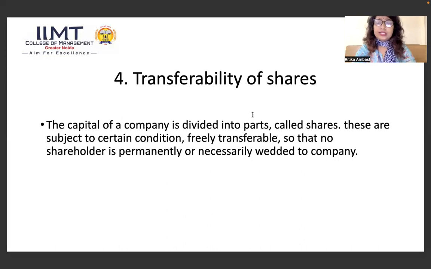This is an important feature, the transferability of shares. From this feature, no shareholder is permanently connected to a company, as they can transfer their shares from one member to another.